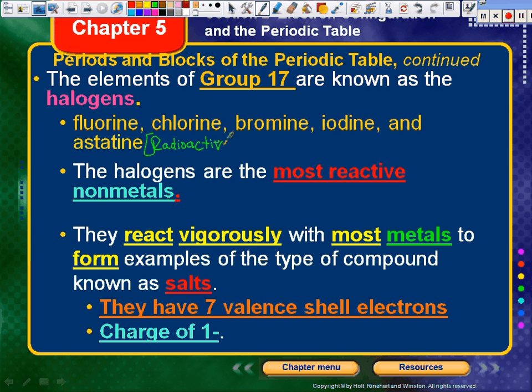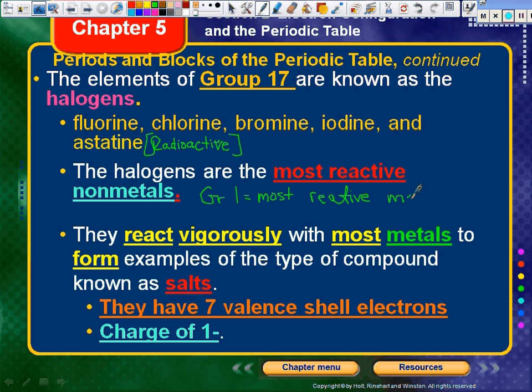The halogens are the most reactive nonmetals. Okay, most reactive nonmetals. Do me a favor and add this. Say group 1, most reactive metals. Please add that for me. So what do you think group 1 and group 17 do quite often? They react. Why? Group 17 needs what? They need 1. What does group 1 have? That 1. So they trade off and swap.